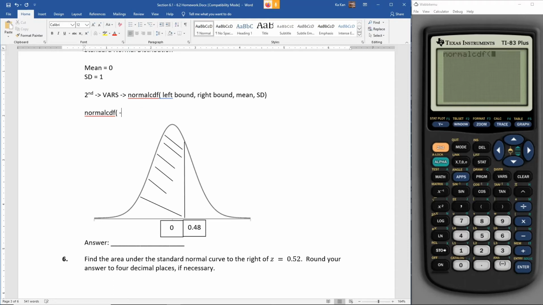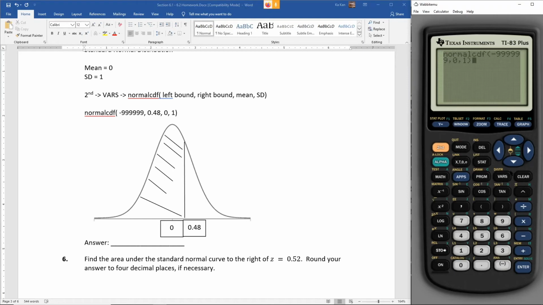And how do you trick it? You just go like this: negative 999,999. That's good enough, because that's negative enough to overcome, because we start at 0. So we'll do negative 999,999, comma. So what is the right bound? You go from the left all the way. Now you don't stop at 0. You stop right here, at this point, 0.48, because that's how far we want to go. And what's the mean? 0. What's the standard deviation? 1. Let's type that in and see. There'll be 0, comma, 1, close parenthesis.